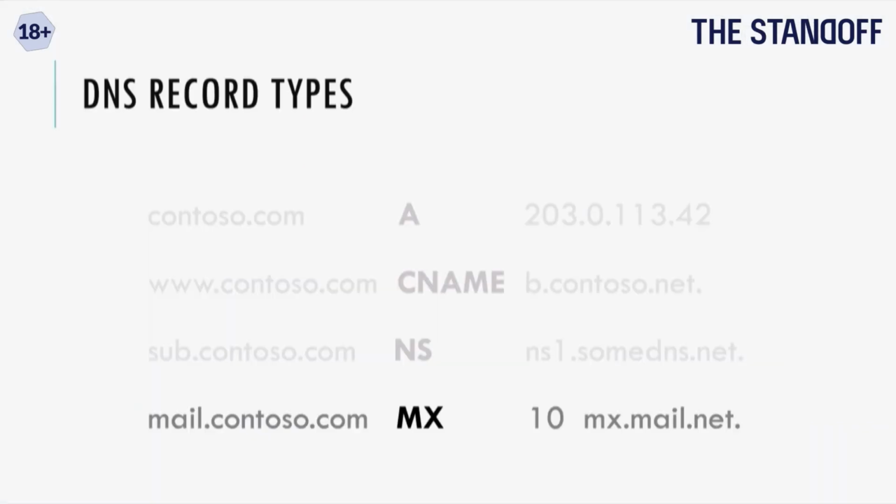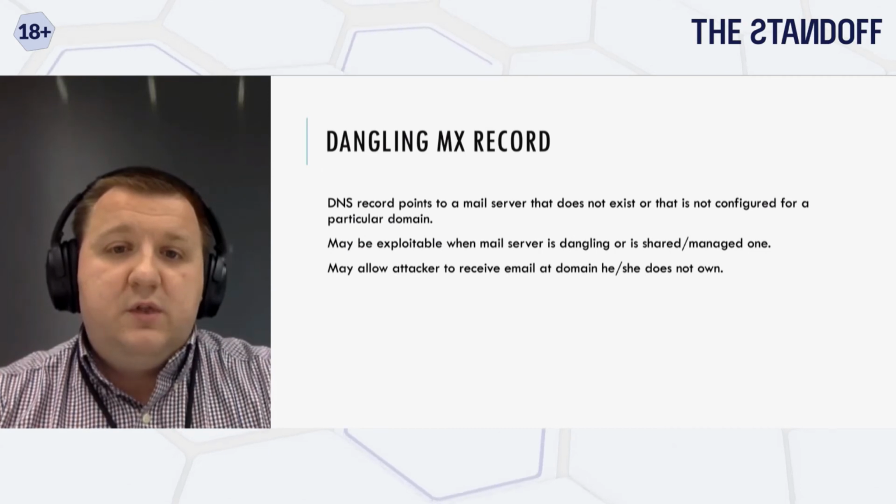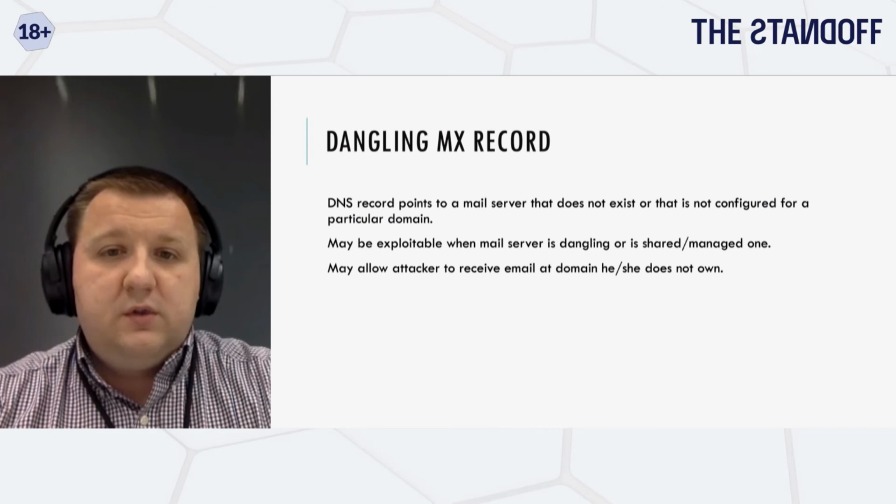Very briefly, we are going to cover another type of DNS records, that's MX. MX record types enable you to configure mail delivery rules. For example, a letter sent to mail.contasa.com will effectively go to an mx.something server. So a dangling MX record points to a mail server that doesn't exist or doesn't know about the zone or is not configured for receiving mail for this domain, which means it can be exploitable.